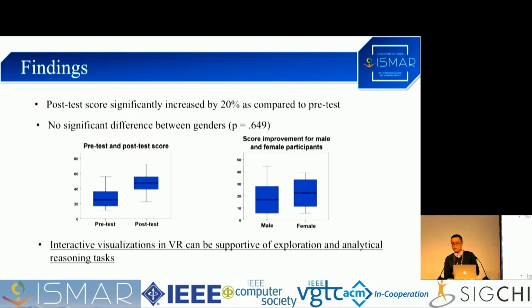And also because we found some previous work saying that VR experience could vary among genders, we also made a comparison on test improvement between male and female participants. And there was no significant difference between them, which means that the tool could be equally effective, regardless of gender.